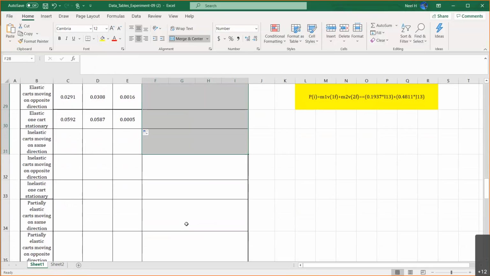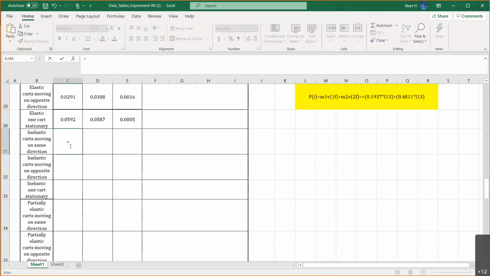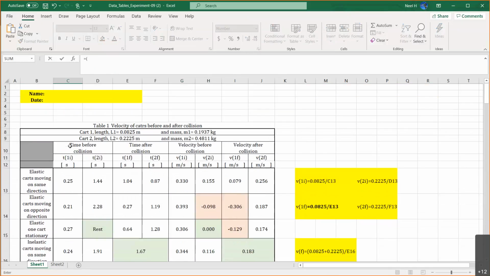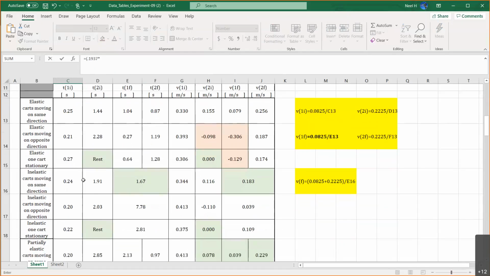All right, so let's take a look at the inelastic collisions. Again, the same kind of work we're doing, right? Equal sign, parentheses, momentum before the collision, total momentum. Mass of the object 1, 0.1937, multiplied by velocity before the collision of object 1. I'm now on inelastic, carts moving same direction, column 16, okay.